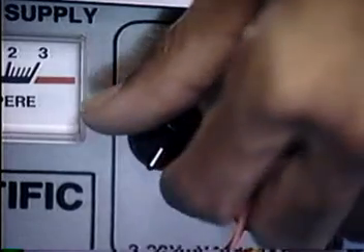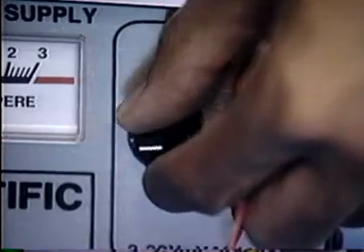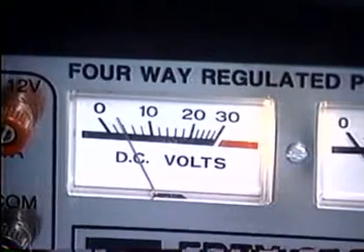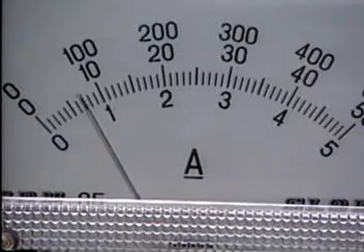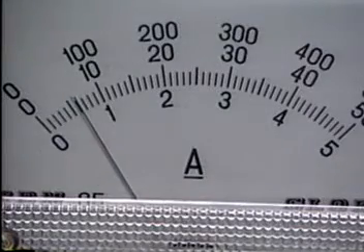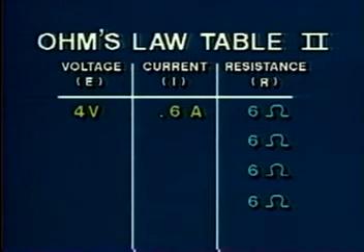After you've made sure the circuit switch is open, adjust the voltage to 4 volts. Close the switch and record the result. It's between 0.6 and 0.7 amperes. Record the data in the table.